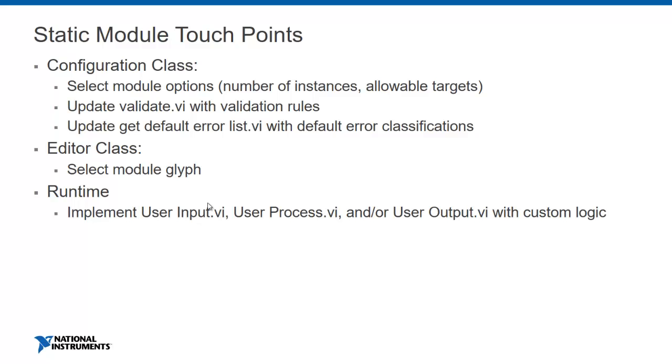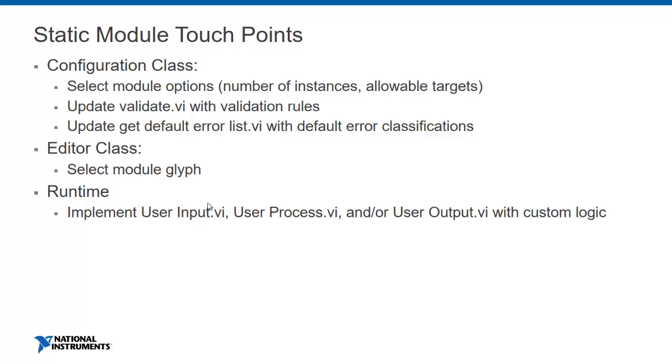You can also update getDefaultErrorList.vi. This provides the default set of errors that this module can classify. Decaf has the ability to take different actions depending on the classification of an error generated by a module. If you know that you want to ignore some errors from your module, or set them to be a low priority error, you should define them here.